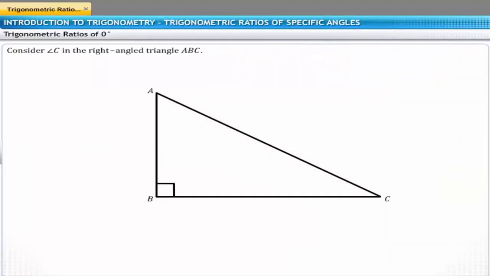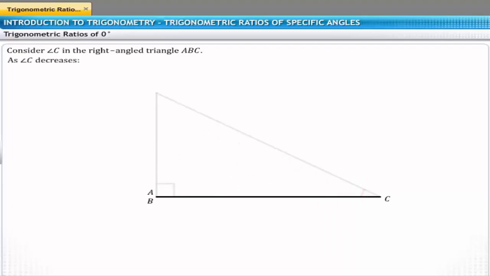Consider angle C in the right-angled triangle ABC. You already know that angle C has some trigonometric ratios associated with it. We are now going to see some special situations with respect to the values of the angle C. Now, let us see what happens if we decrease angle C till it approaches 0. Observe carefully.